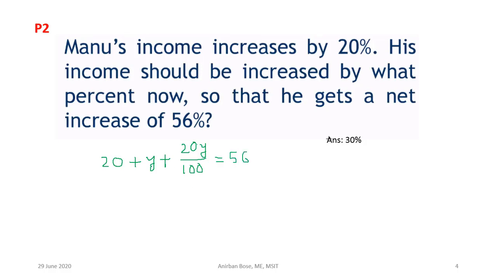So, here y plus 20 plus 20y by 100, this is basically y plus y by 5, that is 6y by 5, and that is equal to 56 minus 20, which is 36. So, 6 will cancel with 36, giving 36 by 6. So, y is equal to 5 into 6. So, the answer is 30. In this way we can solve.